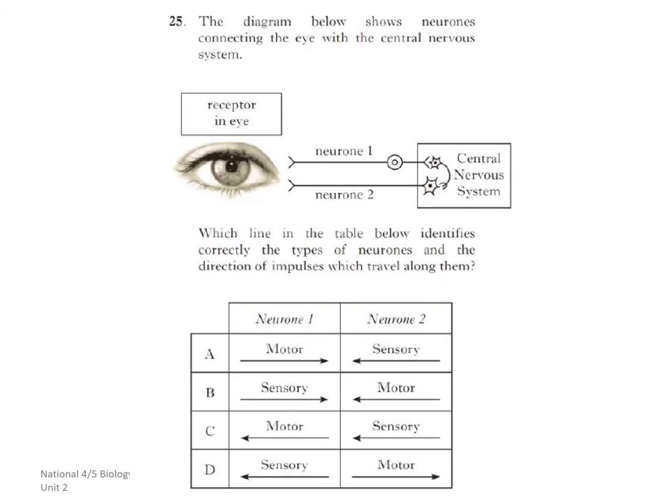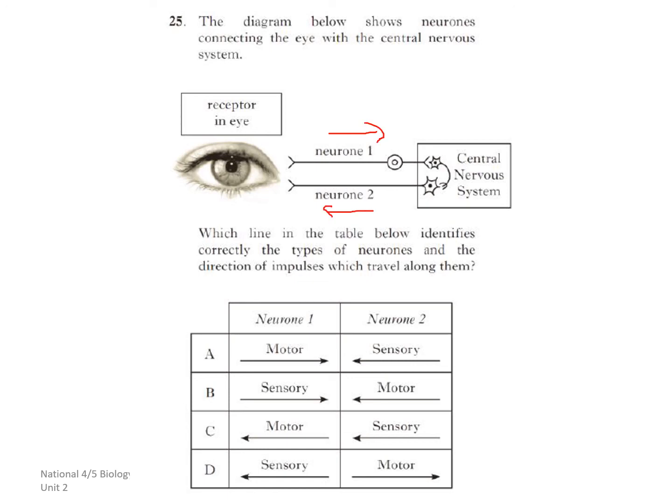Another SQA question that's come up is that the diagram below shows neurons connecting the eye with the central nervous system. And then it says, which line in the table below identifies correctly the types of neurons and the direction of impulses which travel along them. So we have our eye with our receptors, and then we've got our neuron 1, and then we've got our central nervous system, and then we've got our neuron 2.